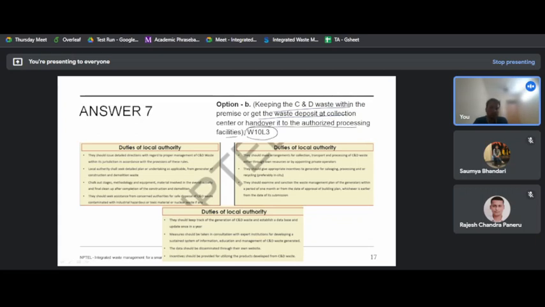You can refer to the third lecture of this week. Here you can see the duties of the local authority. I think they should keep track of the generation of C&D waste and establish a database once in a year. So I think this was one of the options. Then we had incentive should be provided for utilizing the products developed from C&D waste. So this was another option. And I think we had one more option, which was about the local authorities.